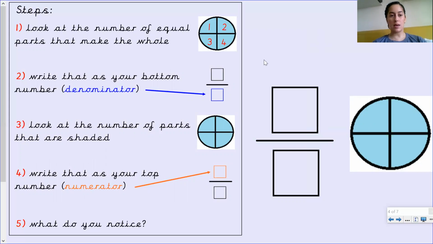Okay, starting with step 1. Look at the number of equal parts that make the whole. So I need to look at my shape. 1, 2, 3, 4 parts make the whole. Step number 2, write that as your bottom number or your denominator.